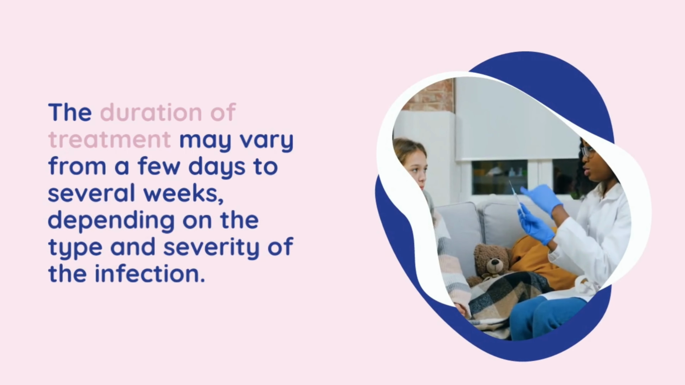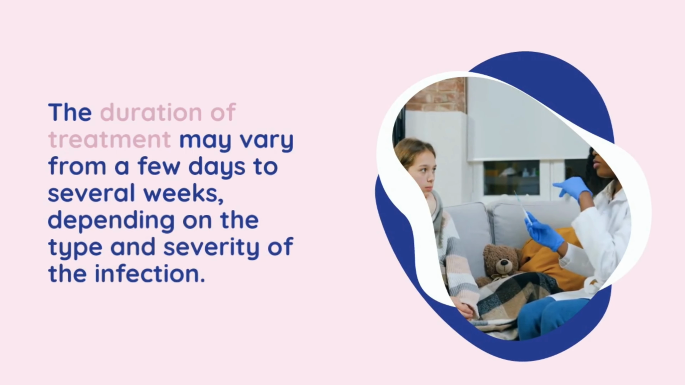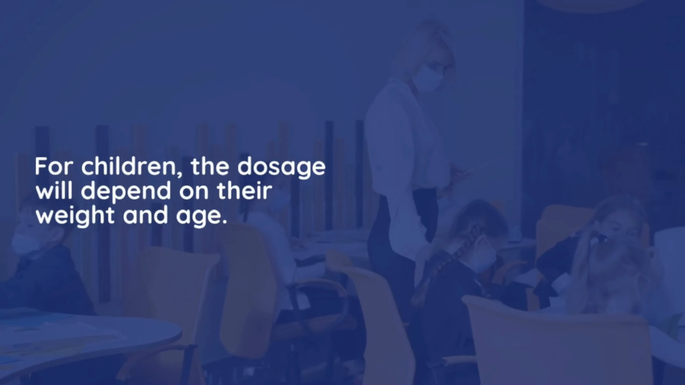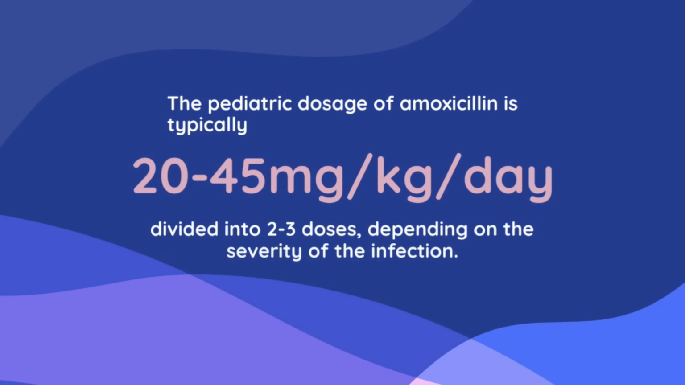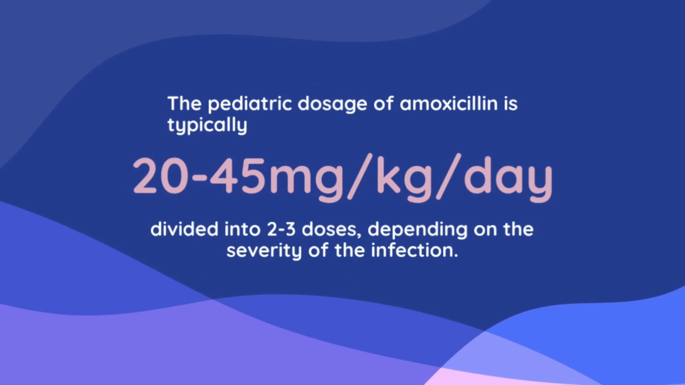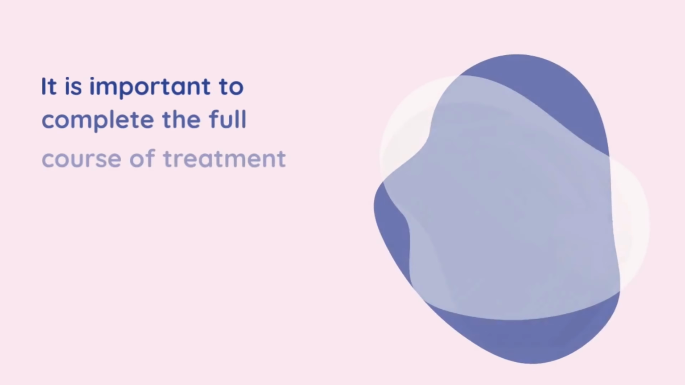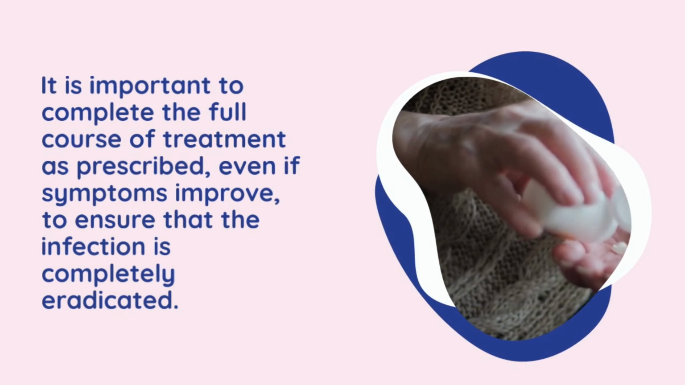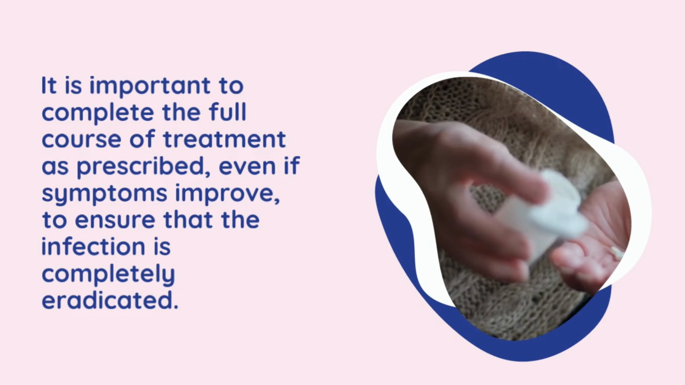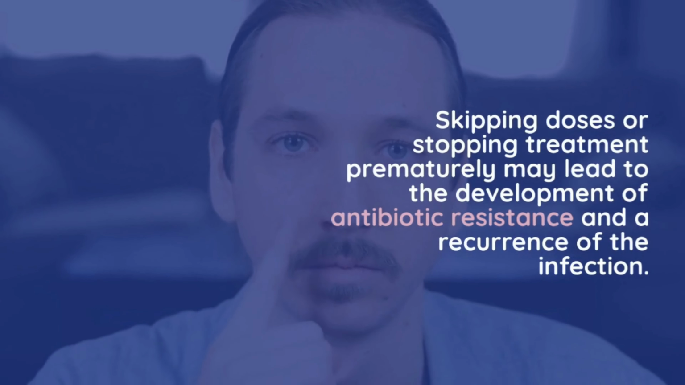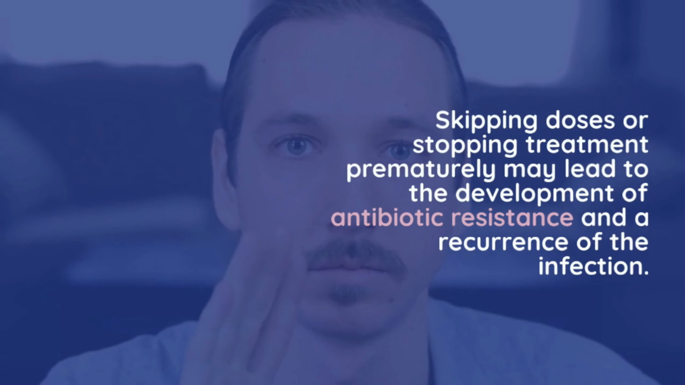The duration of treatment may vary from a few days to several weeks, depending on the type and severity of the infection. For children, the dosage will depend on their weight and age. The pediatric dosage of amoxicillin is typically 20 to 45 mg per kilogram per day, divided into 2 to 3 doses, depending on the severity of the infection. It is important to complete the full course of treatment as prescribed, even if symptoms improve, to ensure that the infection is completely eradicated. Skipping doses or stopping treatment prematurely may lead to the development of antibiotic resistance and a recurrence of the infection.